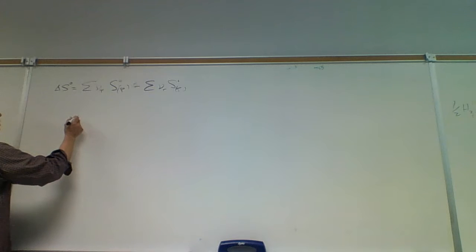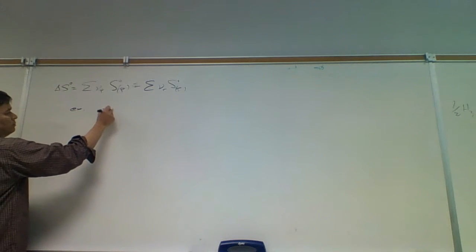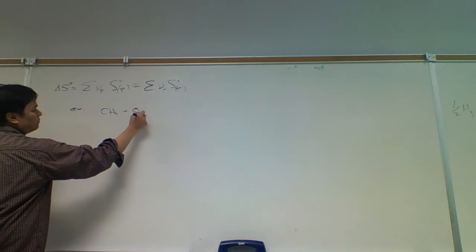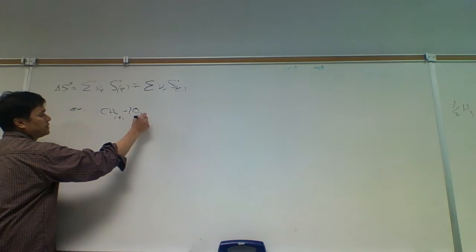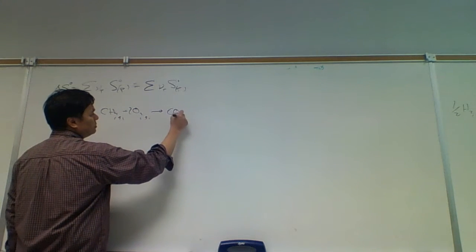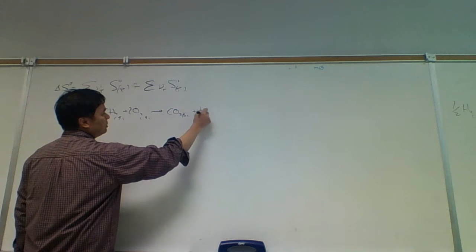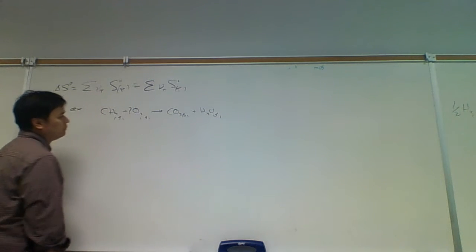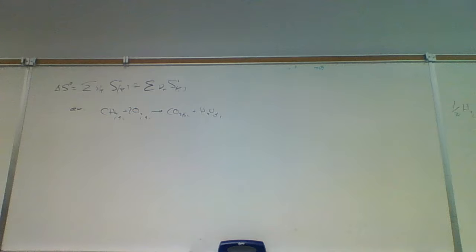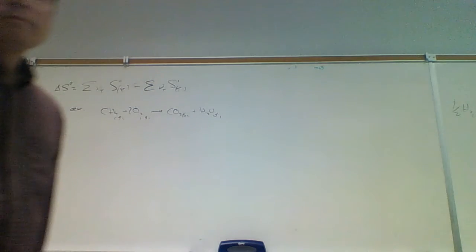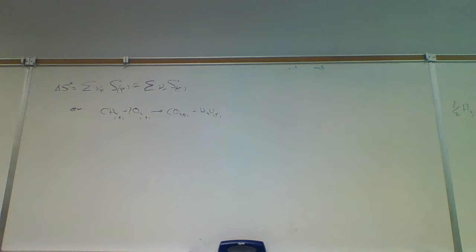And so let's take a look at this. Let's do an example here. We're going to do methane combustion. Methane gas plus O2 gas gives CO2 gas plus H2O liquid. Now, we're going to look at energy and entropy. What's going to happen to the energy here? If we have combustion of methane, is combustion of methane exothermic or endothermic? Should energy go down or energy go up as we go from reactants to products?